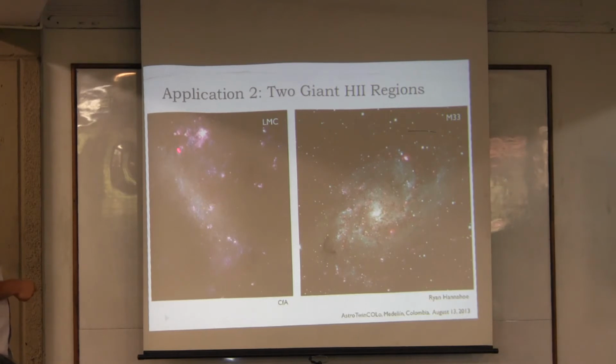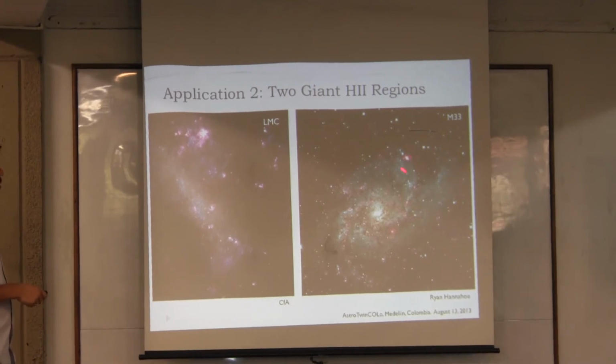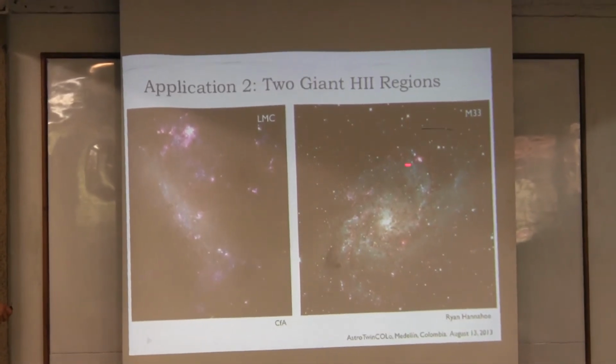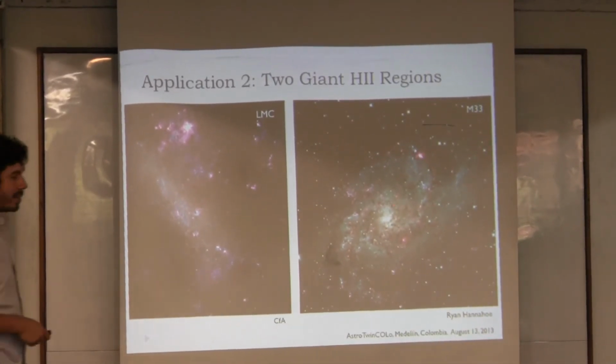This is the 30 Doradus region I was telling you about before in the Large Magellanic Cloud. And this one here is NGC 604 in M33. These are two local starbursts that are not covering the whole galaxy, but specific regions of the galaxy. And we can also use that.